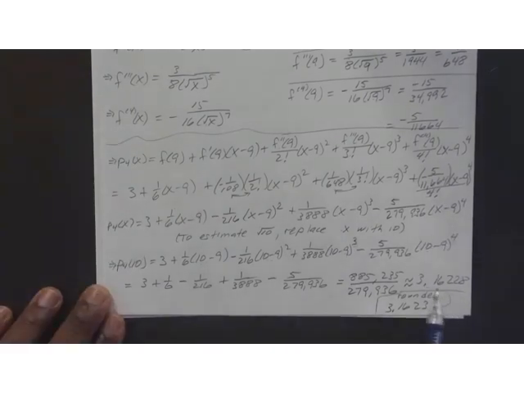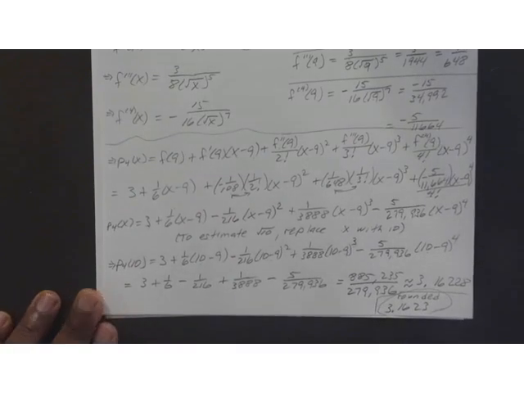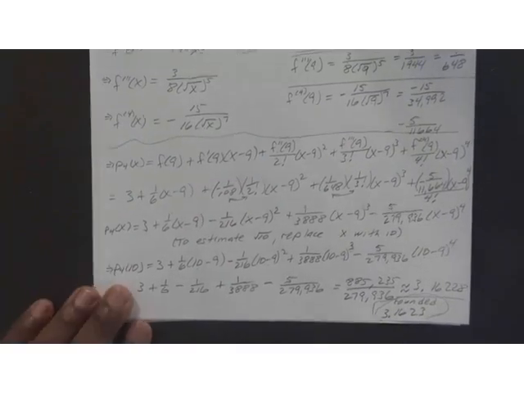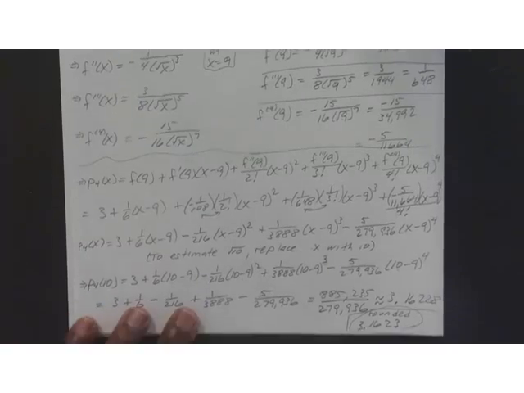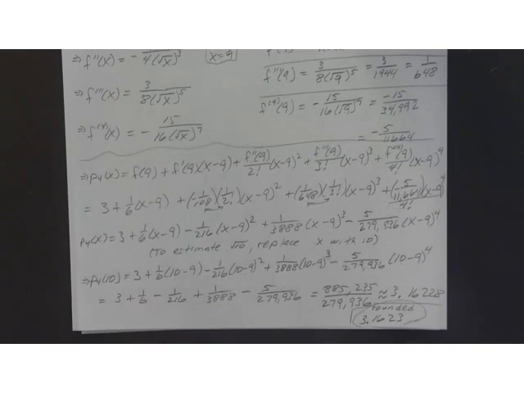So that is our estimated square root of 10 using the fourth Taylor polynomial. So it's a little bit lengthy.